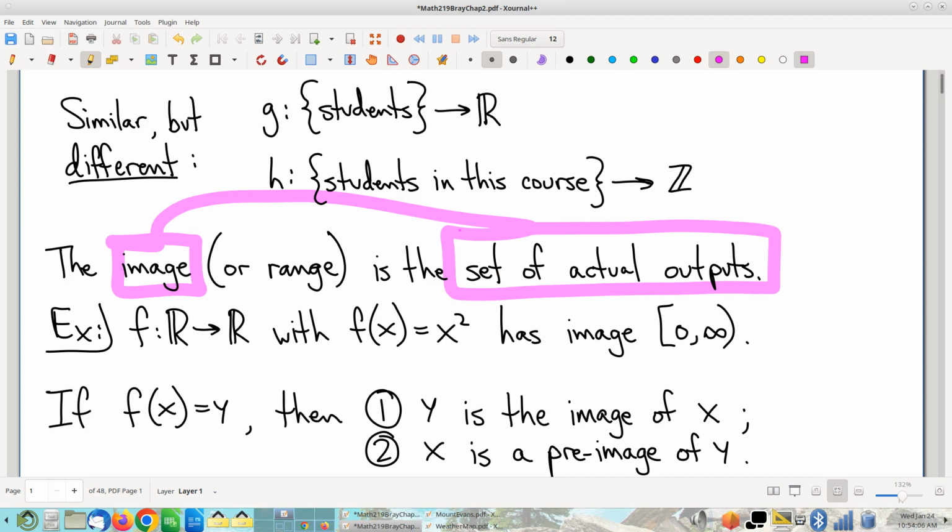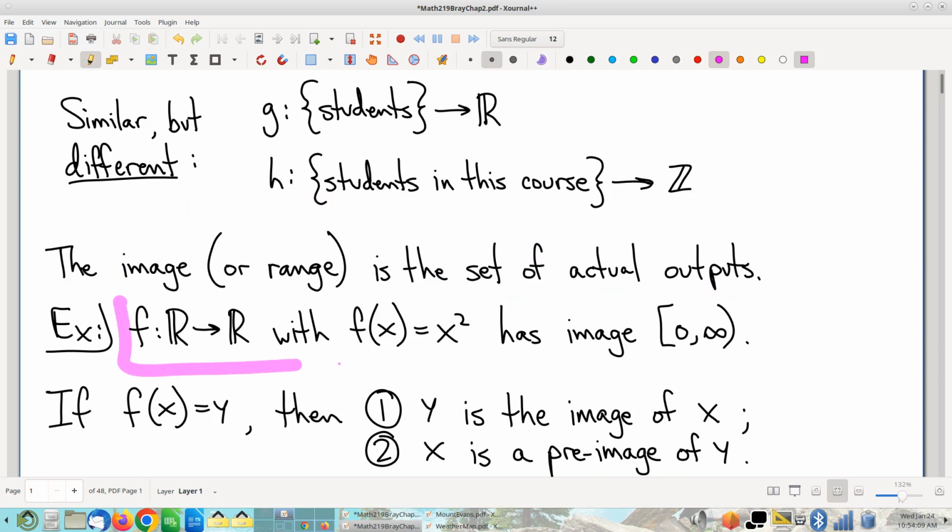Right? Now, just as an example, here's a perfectly good function. Easy function, real numbers in, real numbers out. The function takes whatever you give me and squares it. Perfectly simple function, no problem. The target is the entire real number line.